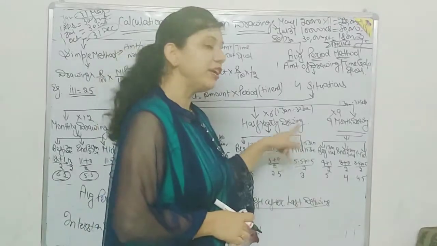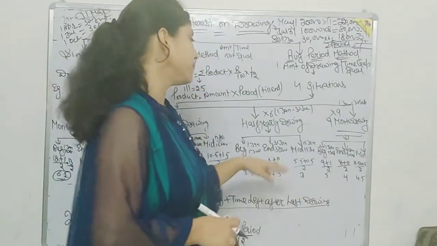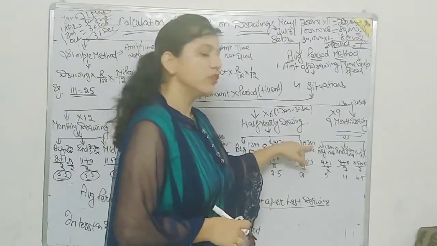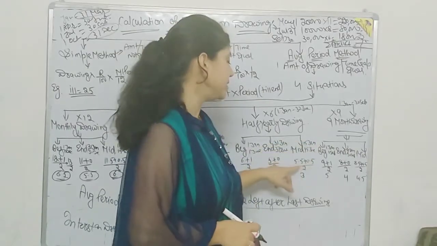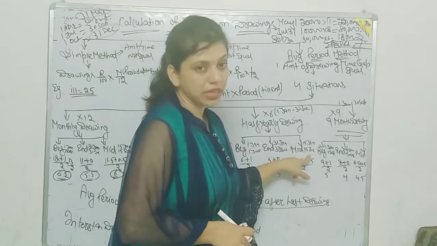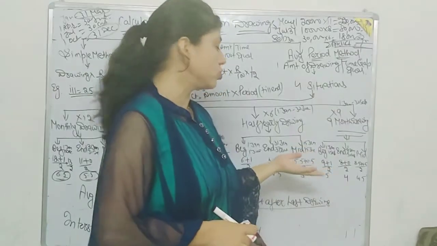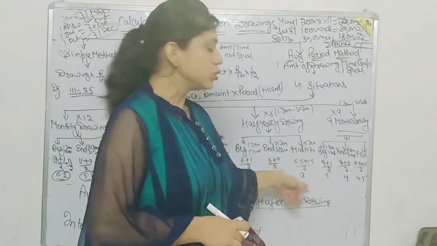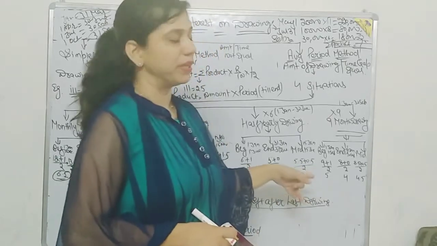Next we have mid of every half year. The first drawing is on 15th January, that means 5.5 time period is left. The last drawing is on 15th June, so till 30th June we have only 0.5. So 3 months is the average period.